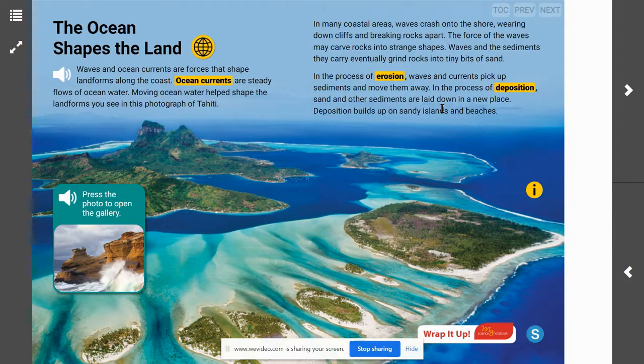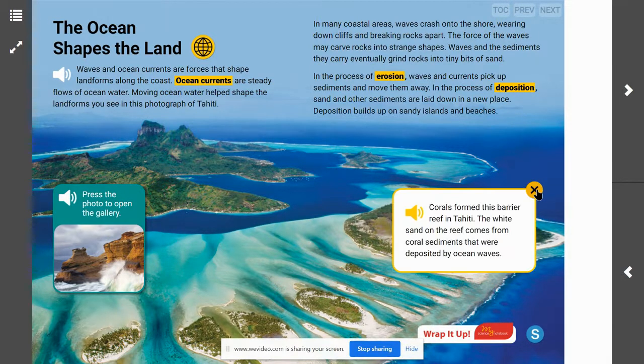So here again, we're looking at these islands of Tahiti, and what is it that we notice in this picture? Do we see where there's ocean currents that are causing erosion and deposition? Corals formed this barrier reef in Tahiti. The white sand on the reef comes from the coral sediments that were deposited by ocean waves.